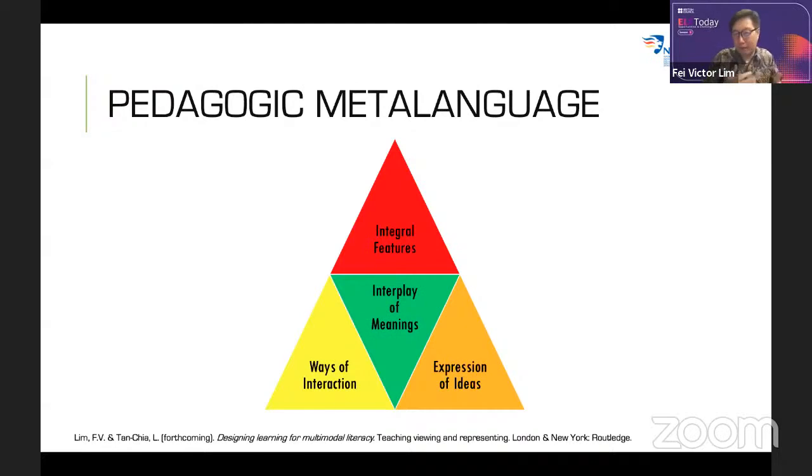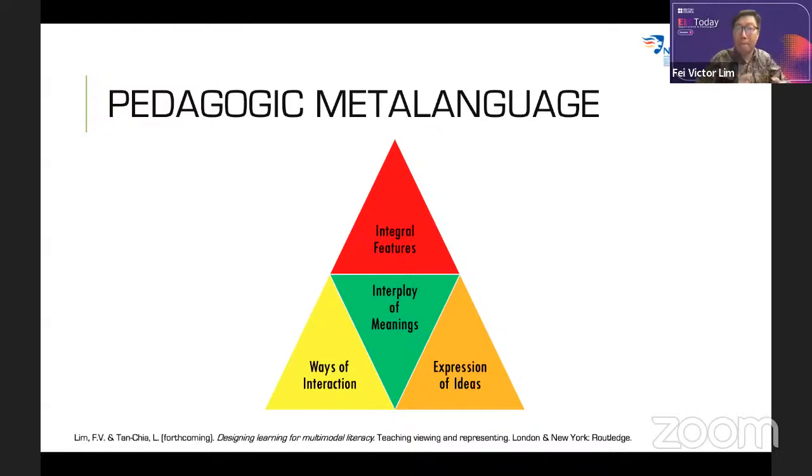So for instance, if you have a meta language for films, what are some of the features of a particular film? Let's say we talk about a documentary. What are some of these integral features that are there? What are some of the ways that ideas are expressed? How does the documentary seek to persuade you? What are the ways of interaction that it has with the audience? How does it shape you into thinking about certain ideas, and also exploring how the acting, the music, the editing, the different modes in the film work together in an interplay to create specific meanings.